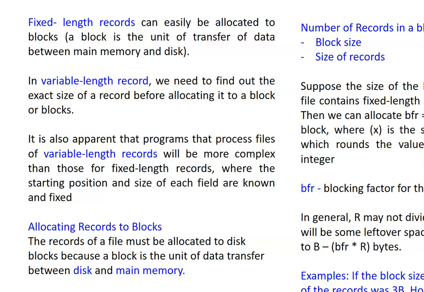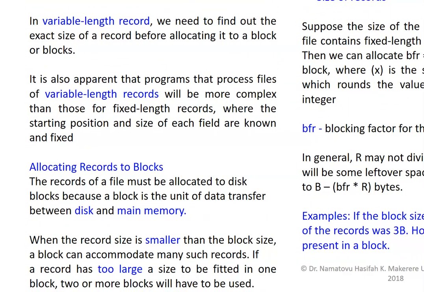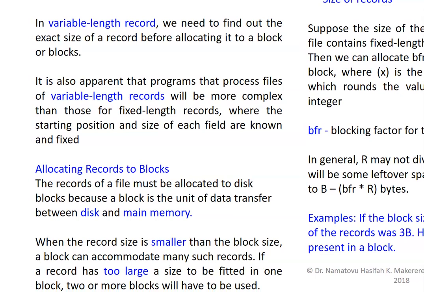Why are the ones for variable length complex? Because the sizes of the lengths vary. So, allocating the records to blocks. Now, the records of a file must be allocated to a disk block because a block is the unit of data transfer between the disk and the memory. So this is what happens.